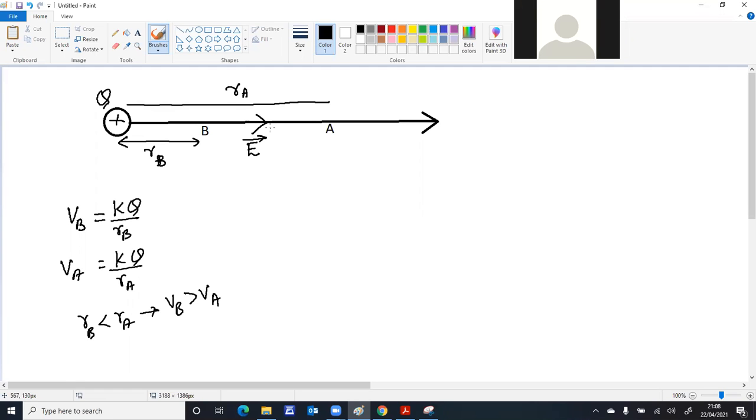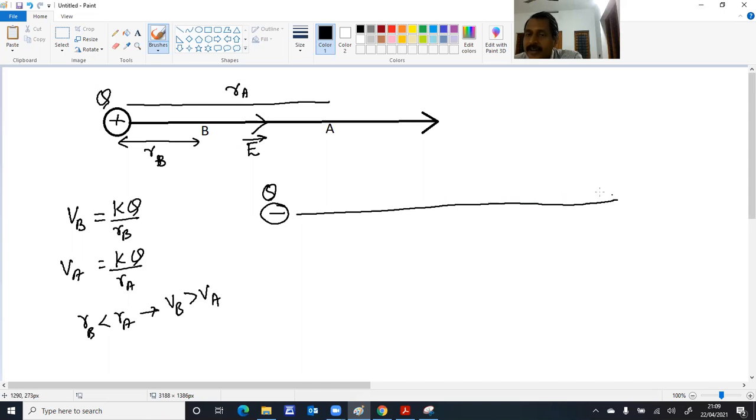Yes, sir. Is it from higher potential to lower potential or lower potential to higher potential? Higher, but no. What about a negative charge? If you take a negative charge Q, exactly the same. So this is the line, and this is the direction of the field. We are taking the same points again. This is point B, this is point A. This distance is RB and this distance is RA.